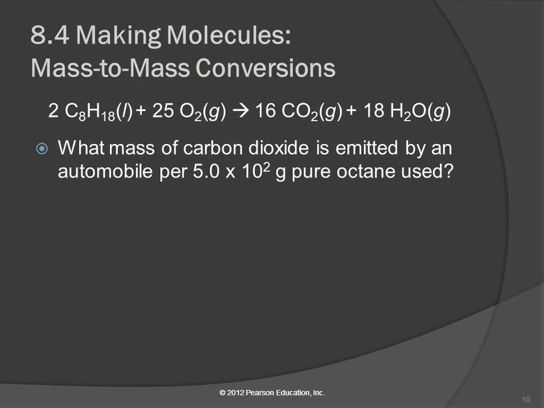So let's first organize ourselves. What mass of carbon dioxide? So I find carbon dioxide in the equation and I put a question mark there. Mass is going to be in grams, so I write that under there. That's what I'm looking for. And then they give me 5.0 times 10 to the 2 grams of octane. Now you might say, well, I don't know what the formula for octane is. Yeah, but you know that O2, CO2, and H2O are not octane. So it's got to be the other one, right? So there's the mass of octane. So I've got a number and I have a question.